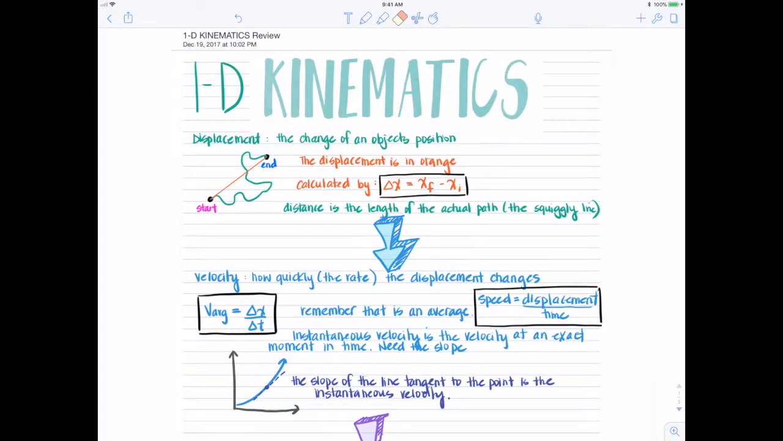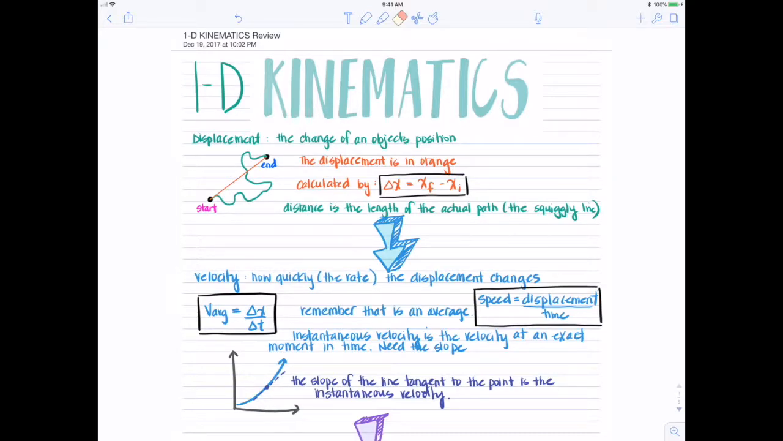Guys, so let's start our review with one-dimensional kinematics. So we started this section talking about motion, and to talk about motion we had to talk about position. We defined displacement as the change in an object's position calculated by a straight line measuring the length between the final position and the initial. So our first equation is delta x, which represents displacement, is equal to position final minus position initial.